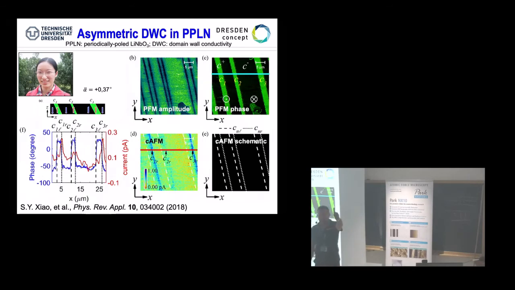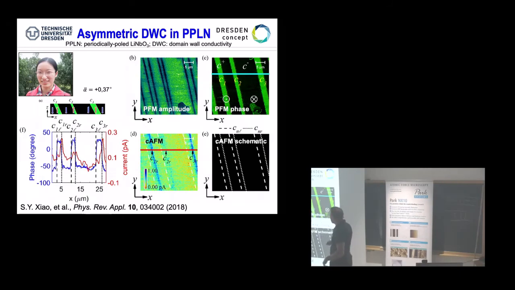This is a domain. And now, if it's a domain, certainly it has a right side and a left side. And they both go in this way, 0.37 degrees. Now, if you digest that on your tongue, it simply means that one of these walls must be a head-to-head, while the other one must be a tail-to-tail, right? So that means we now have two different types of walls within one and the same crystal.